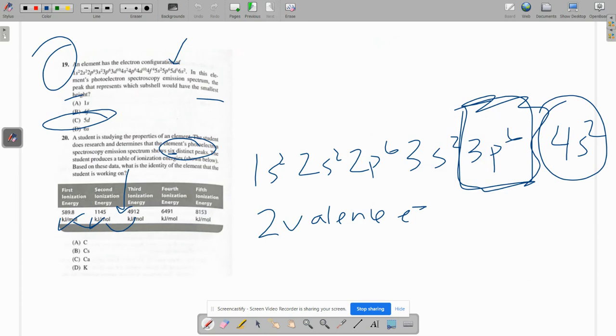So I think you guys know what the answer is, because based on valence electrons, we have 2 valence. And when you get rid of the third one, it's in the core closer to the nucleus, so it has to be calcium.